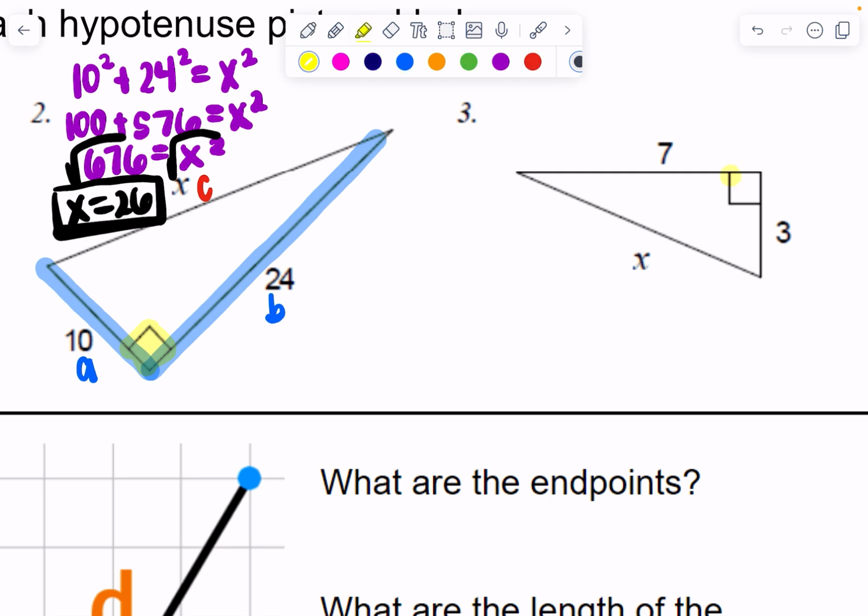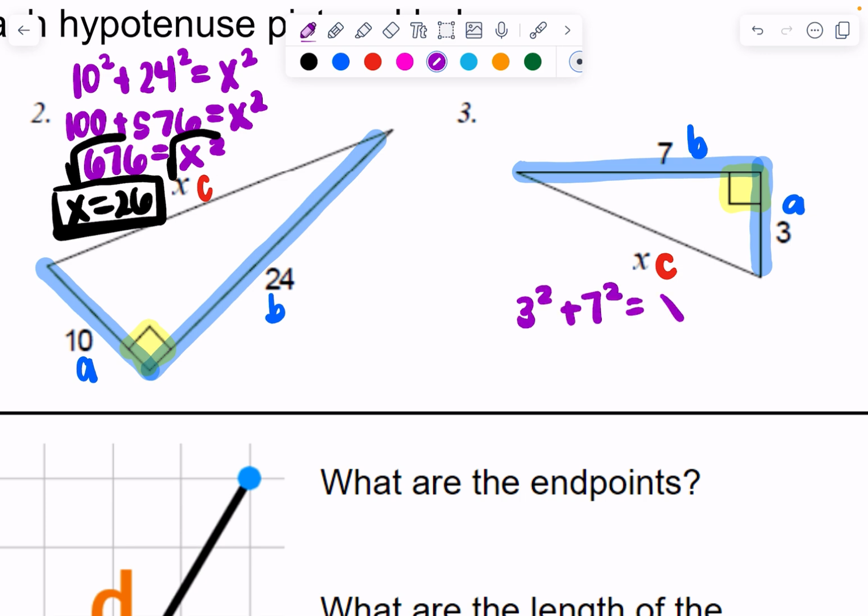All right. Up next, again, I'm going to highlight my right angle, and my legs are what creates the 90-degree angle here. So 7 and 3 are our A and our B, which means X is our C. C is our hypotenuse, and it is directly across the 90-degree angle. So we write A squared plus B squared equals C squared, so that's 3 squared plus 7 squared equals X squared, where 3 squared is 9 and 7 squared is 49, and when we add those two together, we get 58 equals X squared. And then to get X by itself, we must square root both sides.